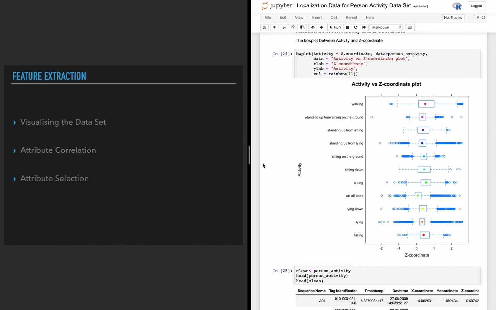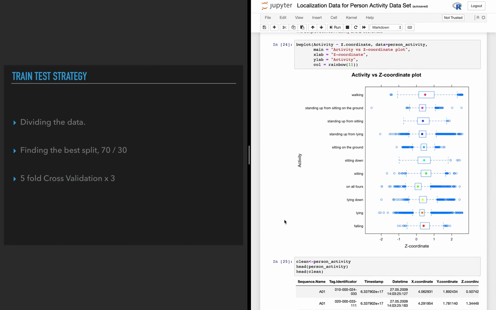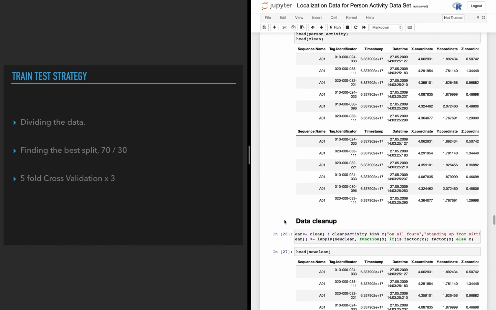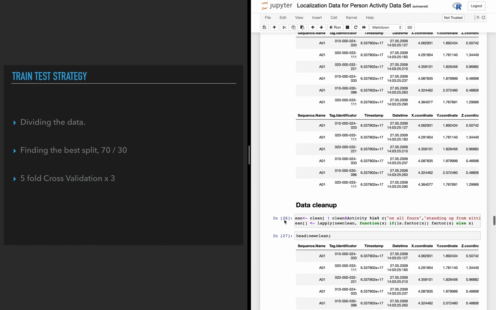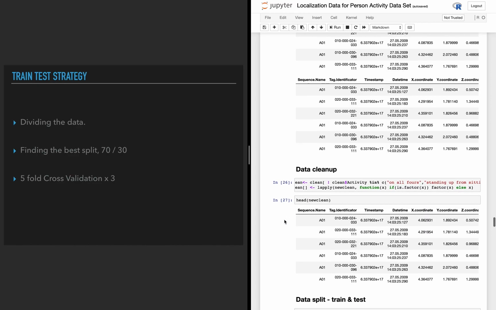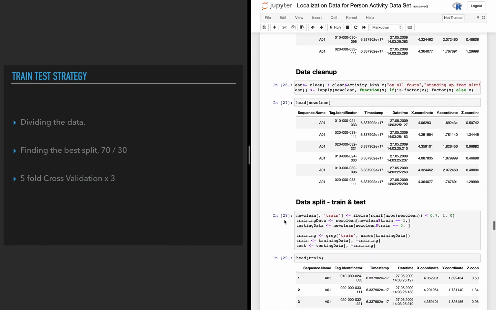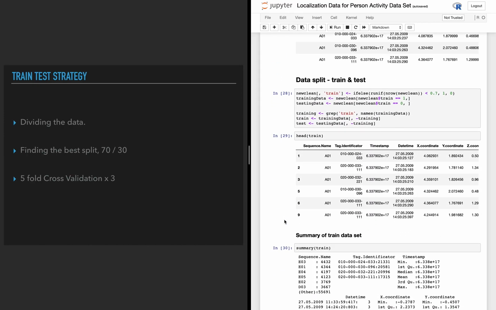Next, we dive into the train and test strategy we used for our model. After dividing the data into several ratios, we found the best split to be the 70-30 train test split for our model. For the purposes of fine-tuning our parameters, we used a 5-fold cross-validation repeated 3 times. This helped us to work with the dependent and grouped data as in the dataset below. We can see in the notebook on the right how the data was split into train and test groups.